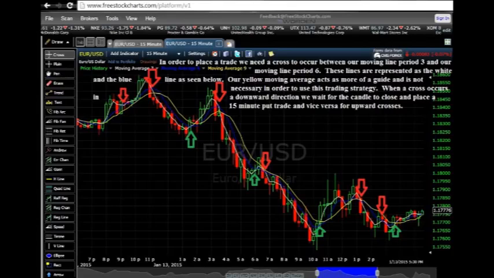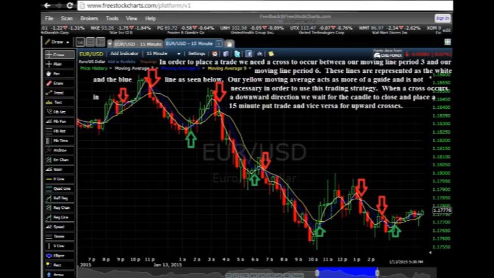In order to place a trade with this strategy, we need to wait for a cross to occur between a moving average line of period 3 and a moving average line of period 6. These are displayed as the white and blue lines below, and our yellow moving average line acts more as a guide for us. It's not really necessary in this trading strategy.